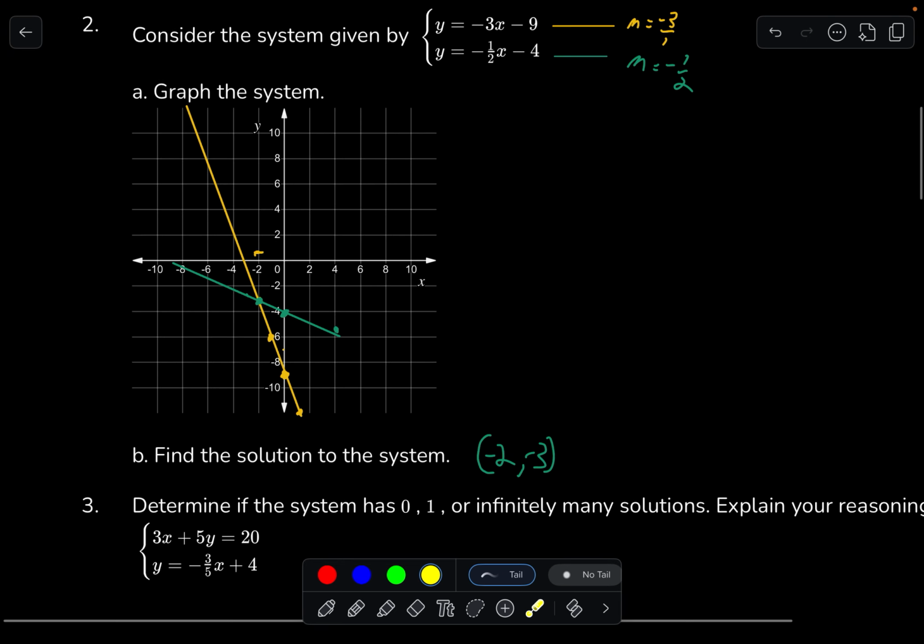That is the solution. On your quiz, you're going to be given the right kind of grid. In other words, it's not going to be scaled by twos. It'll be 1, 2, 3, 4 in all directions. All right?